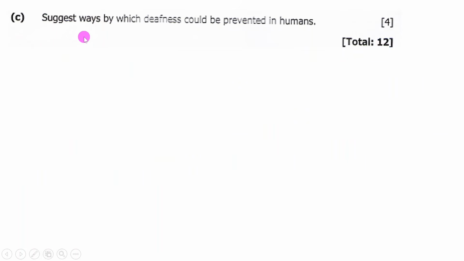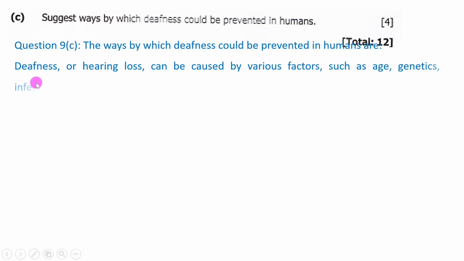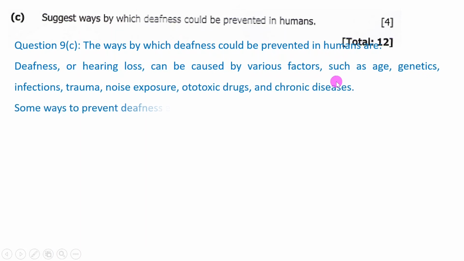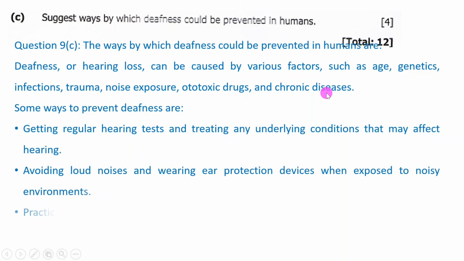We get to see: suggest ways by which deafness could be prevented in humans. So we are saying question 9c, the ways by which deafness could be prevented in humans are, number one, deafness or hearing loss can be caused by various factors such as age, genetics, infections, trauma, noise exposure, ototoxic drugs, and chronic diseases.